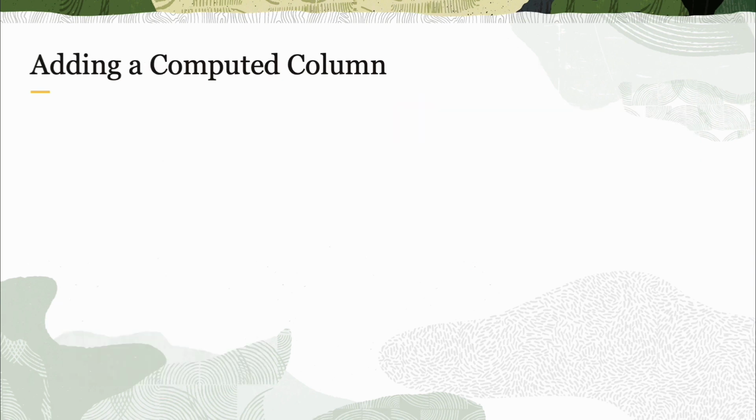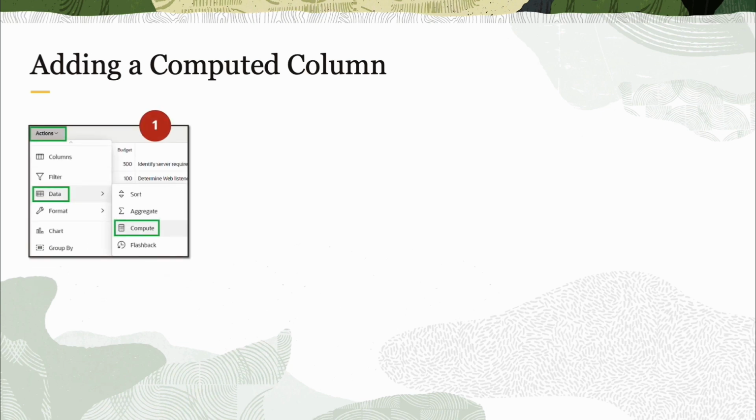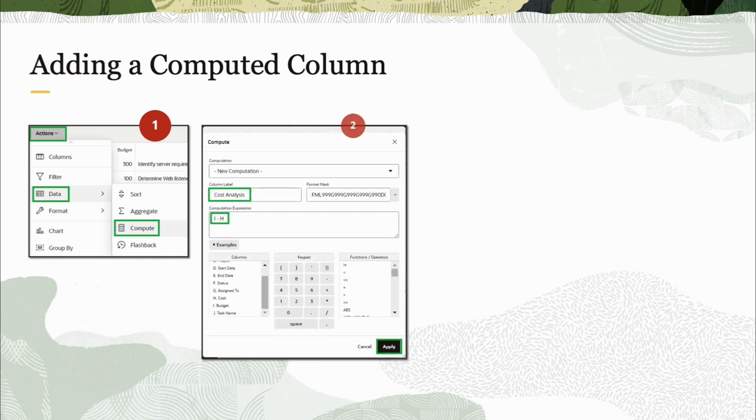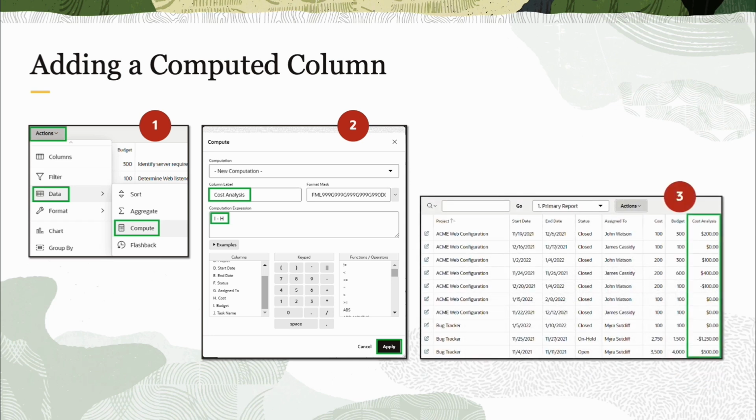Another option available under Data menu item under Actions menu is adding a computed column. To do that, go to Data menu available under Actions menu and select Compute. This opens up the Compute dialog. Here, you can give a name to the new computed column and provide the computation expression in the text box available. Once that is done, click on Apply to see the new computed column added to the interactive report.